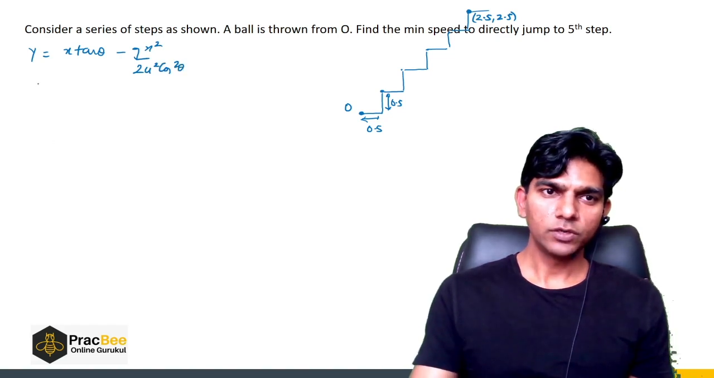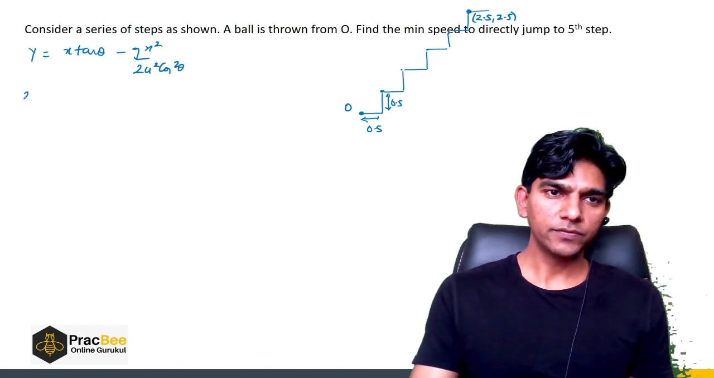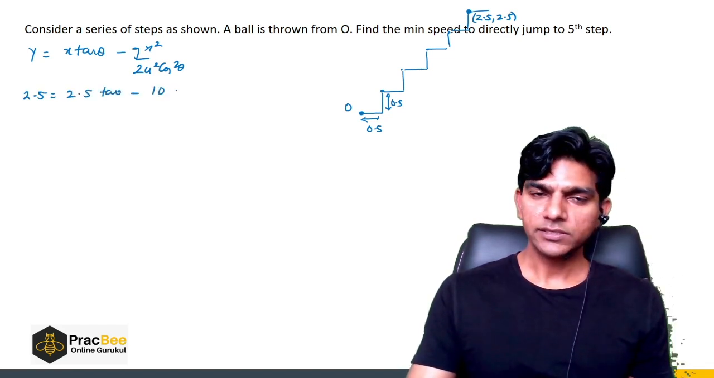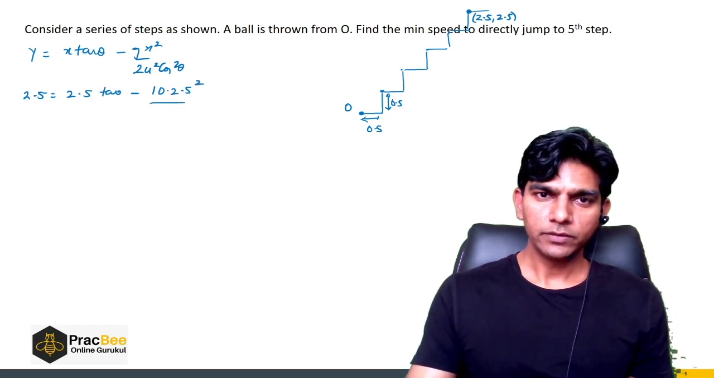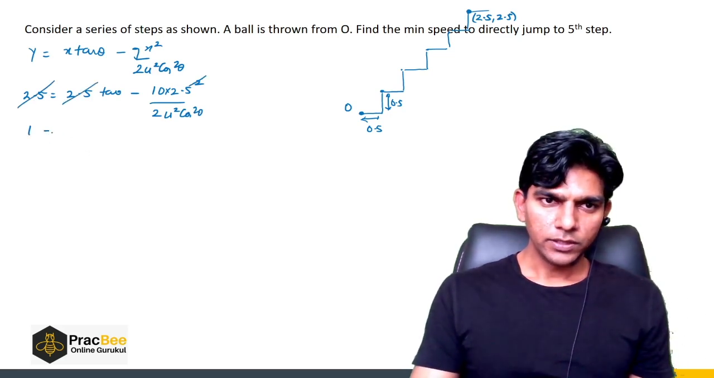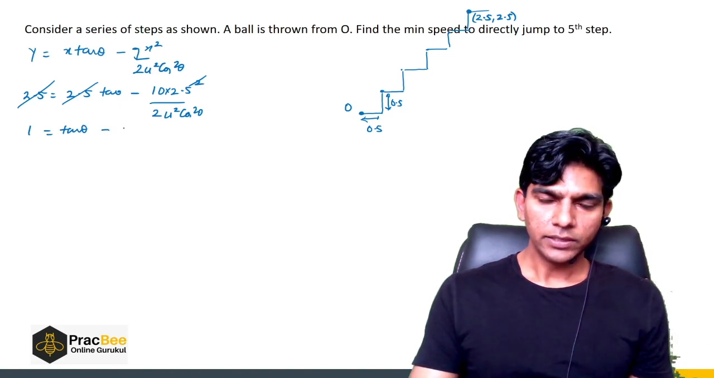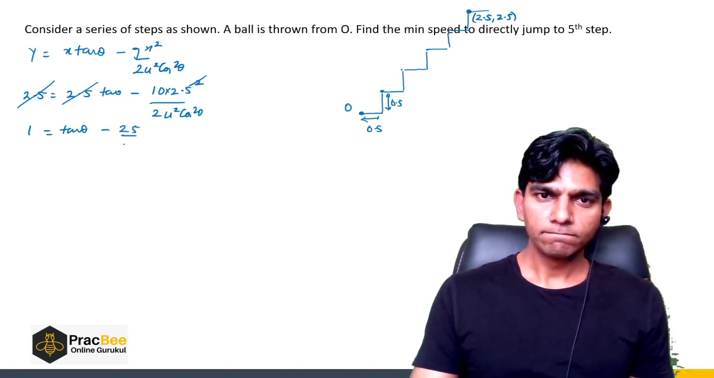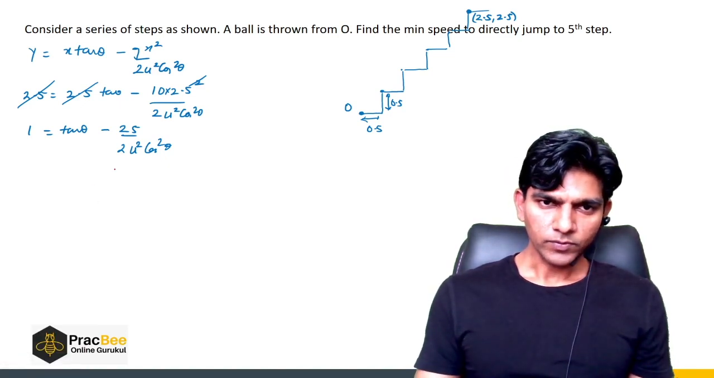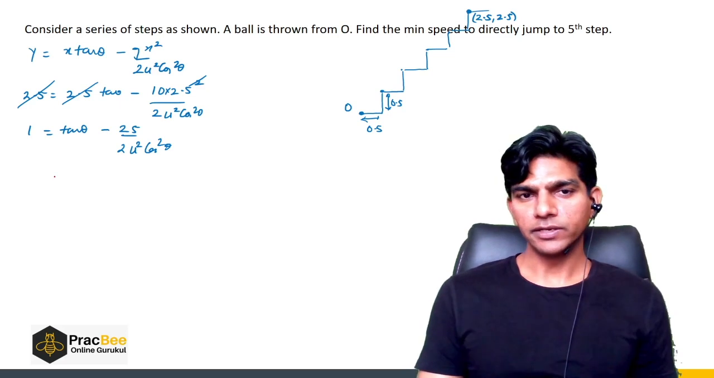cos square theta. So if I substitute (2.5, 2.5), so 2.5 equals 2.5 tan theta minus, taking g as 10, 2.5 square divided by 2 u square cos square theta. So the 2.5 will get cancelled out, and this will be 1 equals tan theta minus 25 by 2 u square cos square theta, right? Now from this equation, I have u as a function of theta, right?